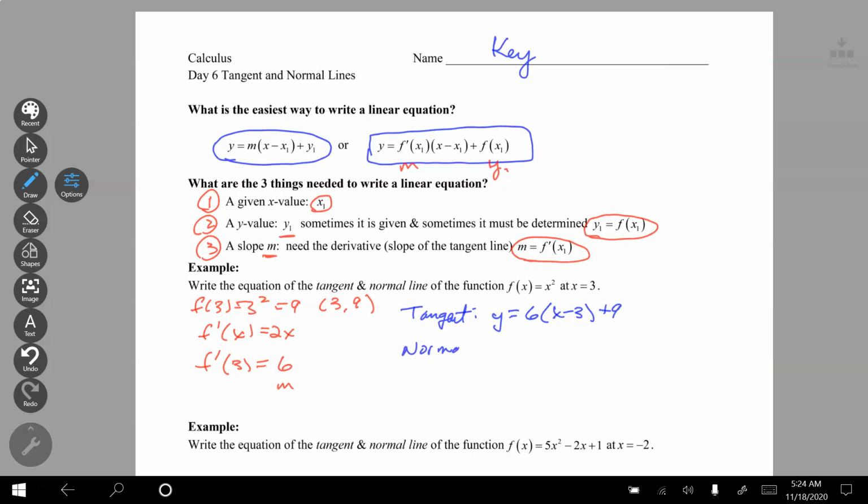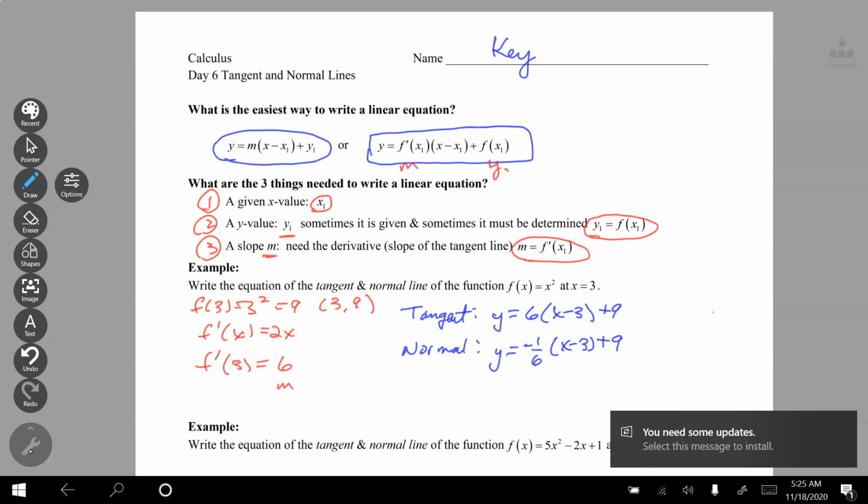And my normal line is y equals negative 1/6. Opposite and reciprocal for normal means perpendicular. X minus 3 plus 9. So what does this mean? Well, I've showed you this before.